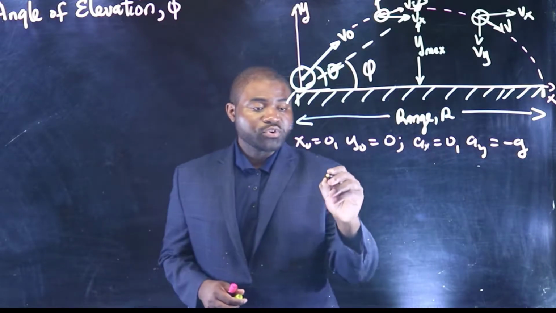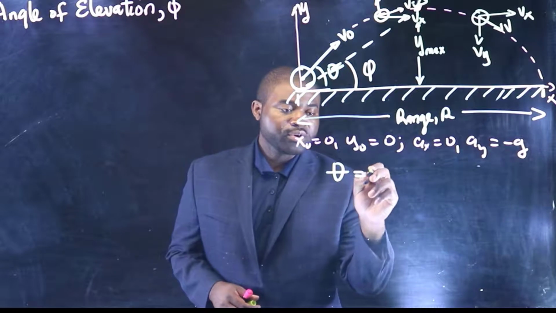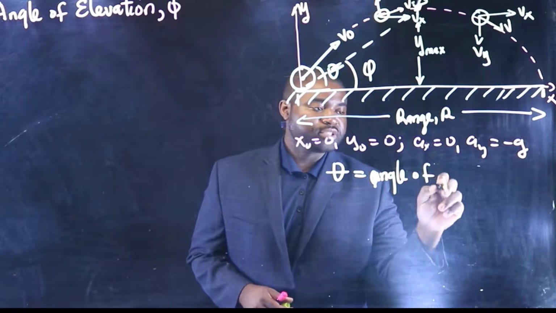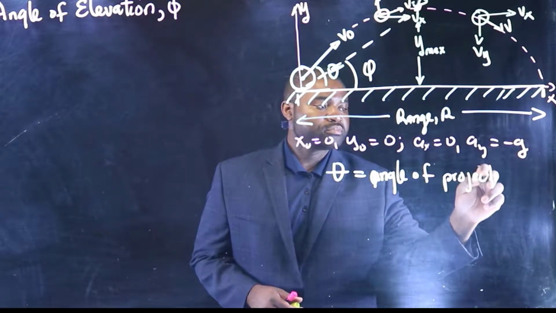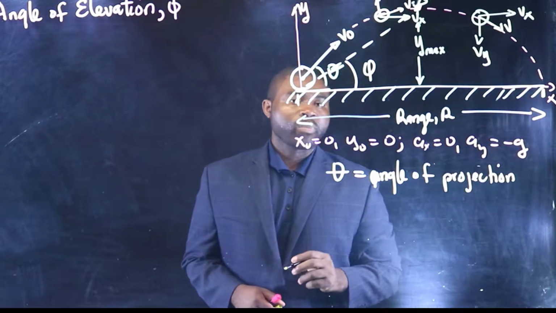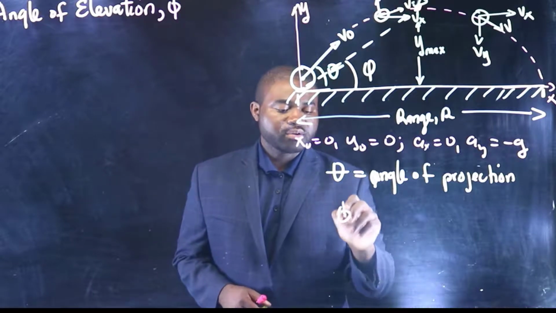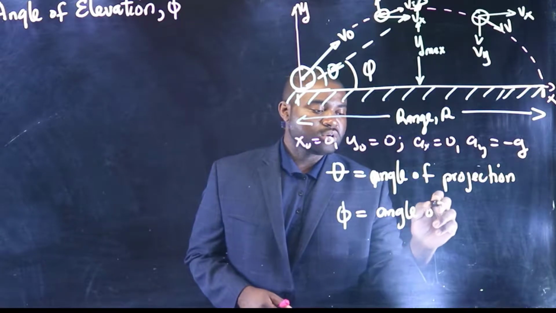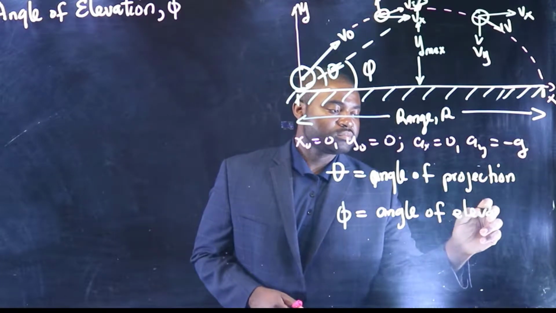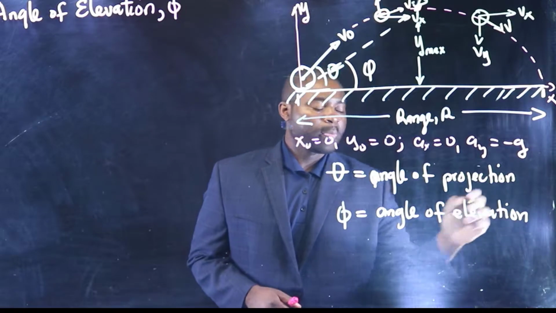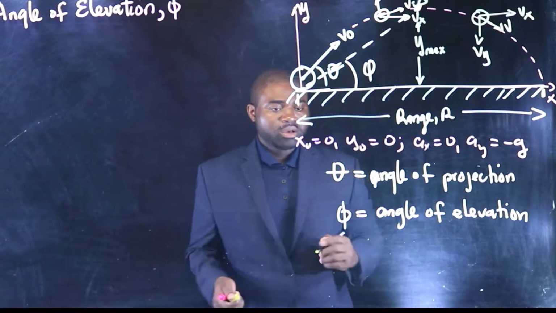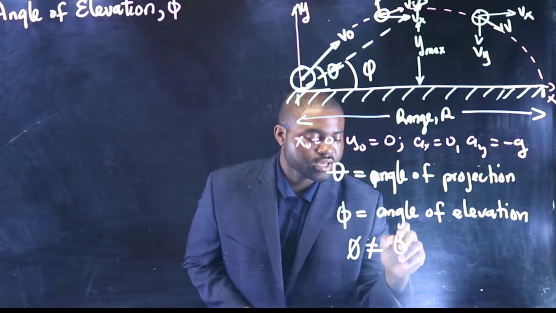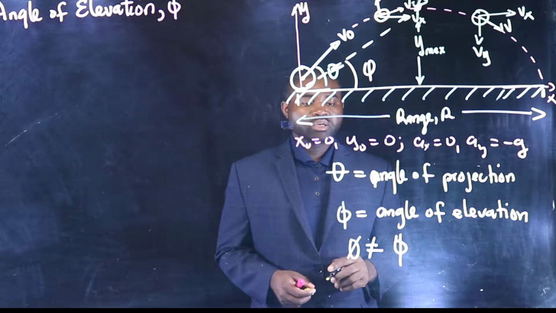So it is worthwhile for you to understand that theta is the angle of projection and phi represents the angle of elevation. And theta is not equal to phi. Keep that in mind.